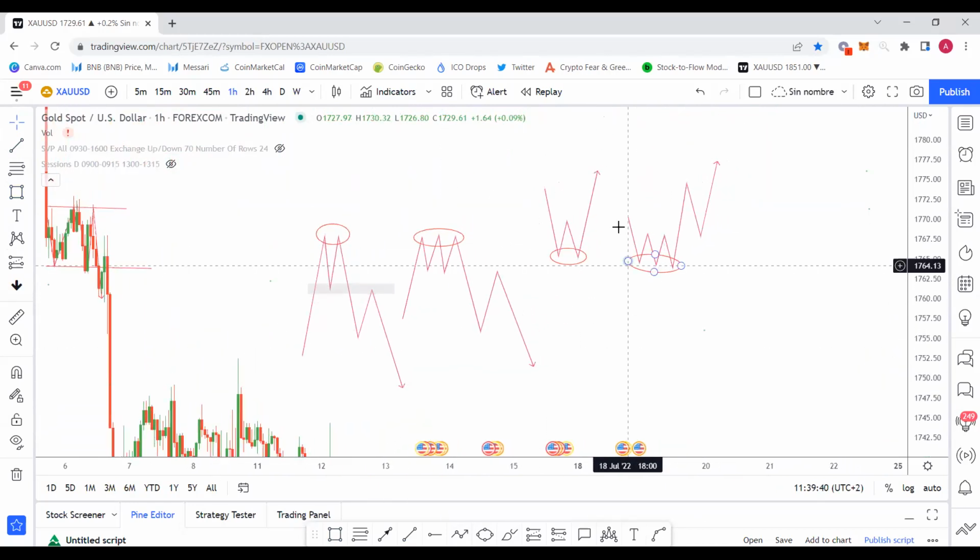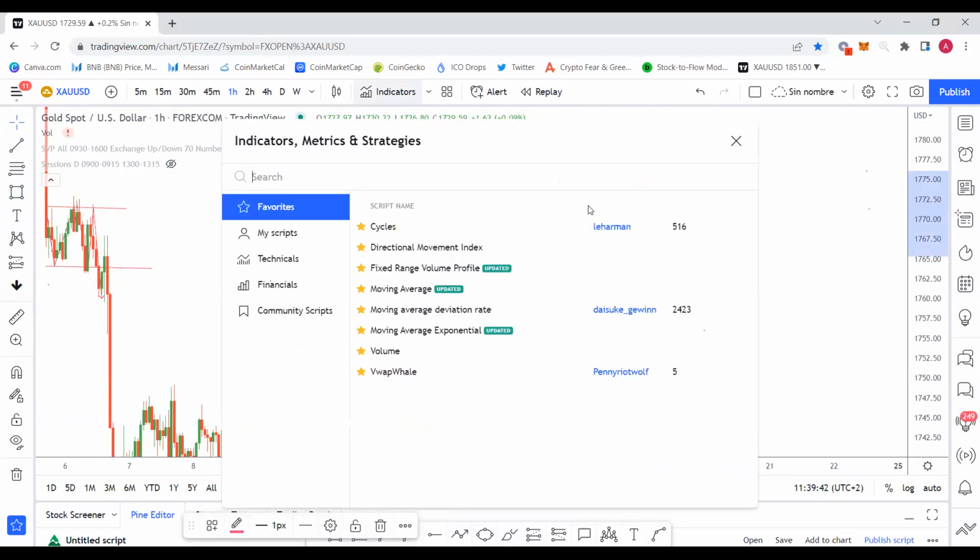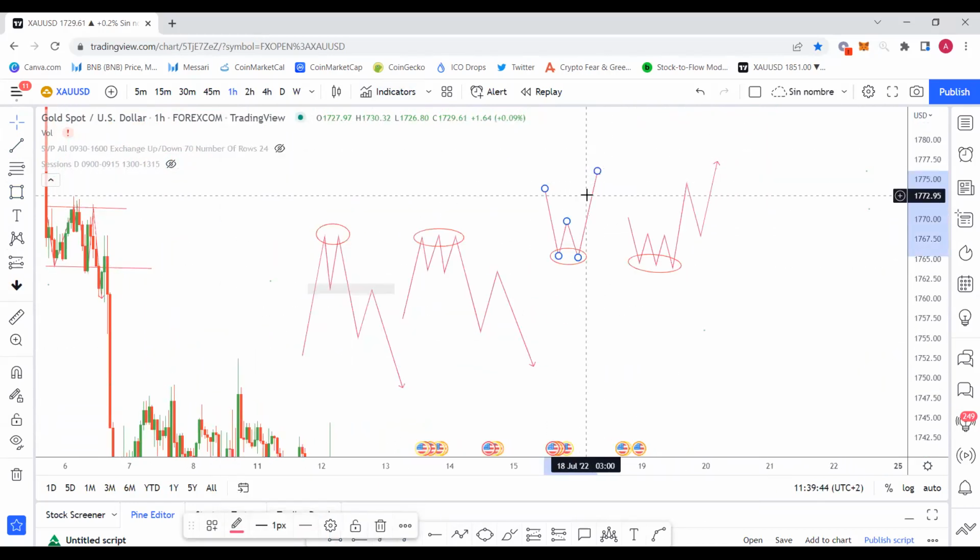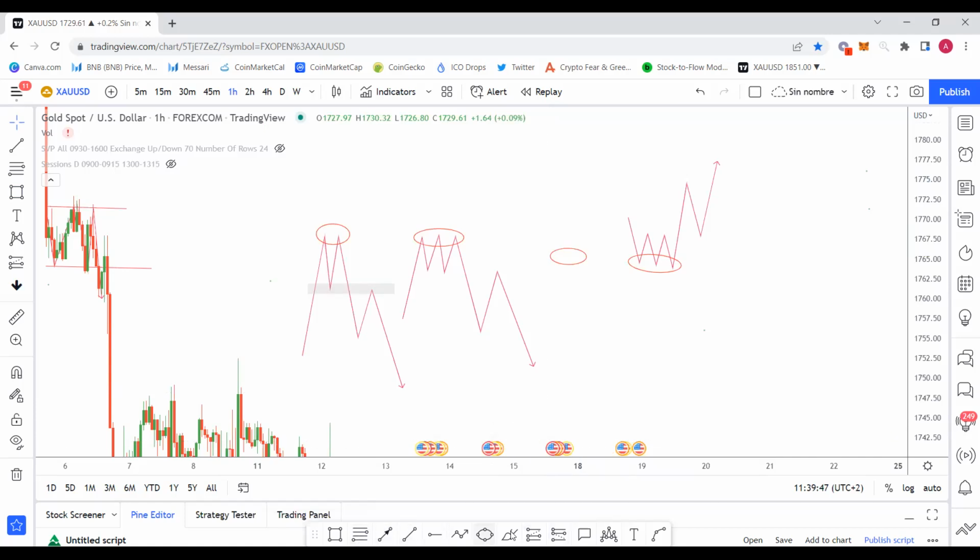As soon as price breaks and reaches the neckline, most of the people will start buying here, in this case, as it's a double bottom. Most of the people will be placing their buys on this neckline, okay?